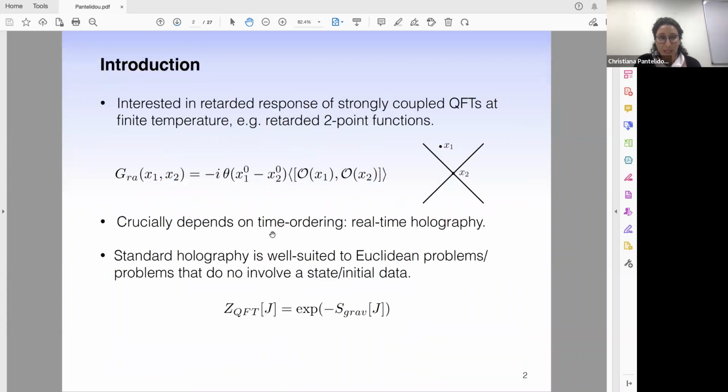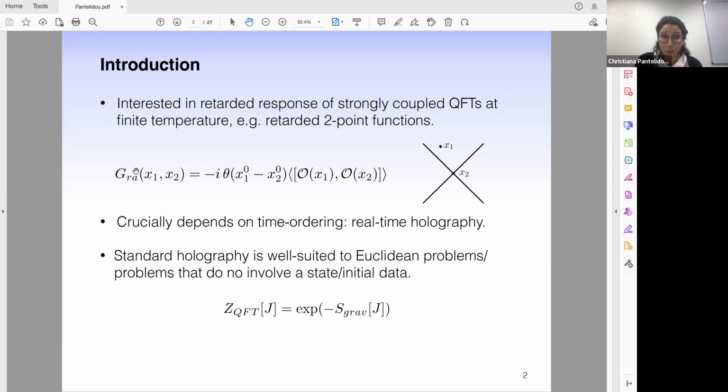In this talk today, I'll be interested in retarded response in strongly coupled relativistic quantum field theories, and I'll be thinking about finite temperature. The most obvious observable within this class is simply the retarded two-point function. Here I denote such a retarded two-point function as G_RA, and some of you might already be familiar with the RA notation. But for the rest, I'll explain that in a couple of slides.